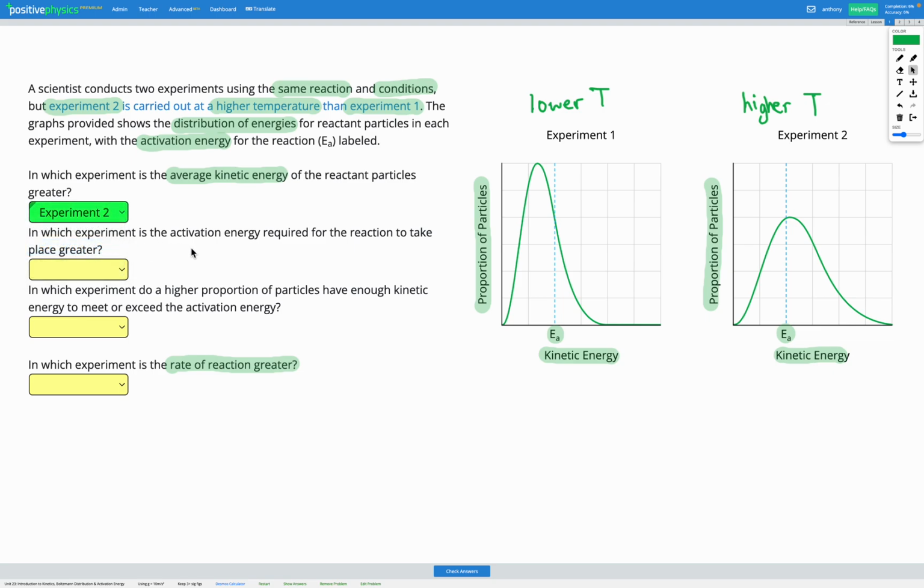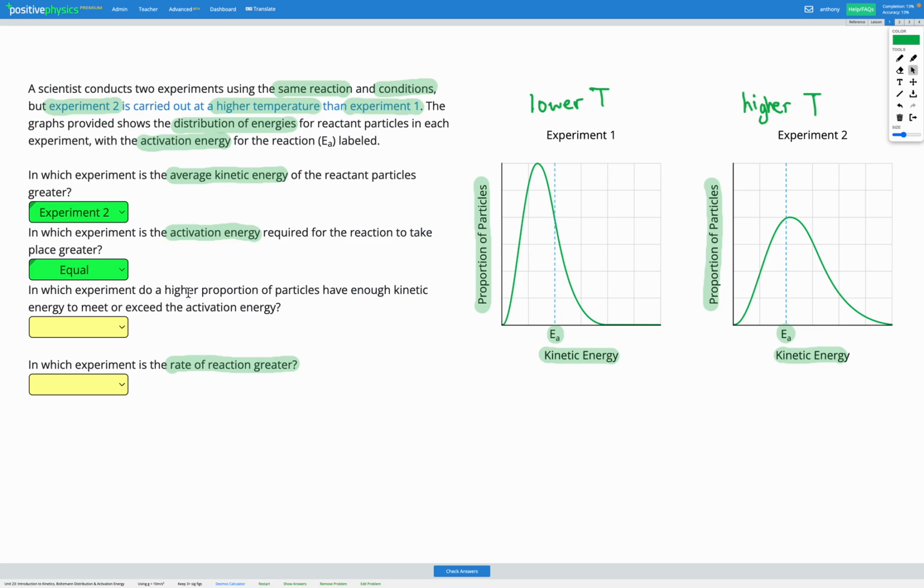The next question asks, in which experiment is the activation energy required for the reaction to take place greater? So we're looking at activation energy here. As we've already discussed, we don't have a catalyst in either experiment 1 or experiment 2. And that's the only thing that's going to affect our activation energy since we've got the same reaction happening. So they actually both have the same activation energy, which we can see by the fact that they're both at that kind of second square on the graphs for both of them. So the activation energy is going to be equal for experiment 1 and experiment 2.